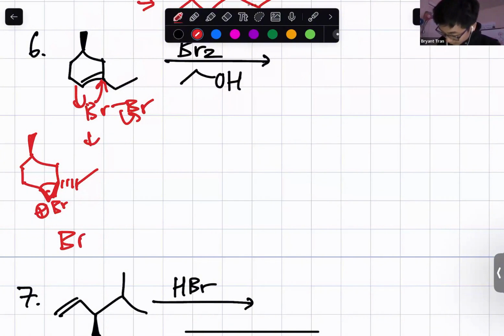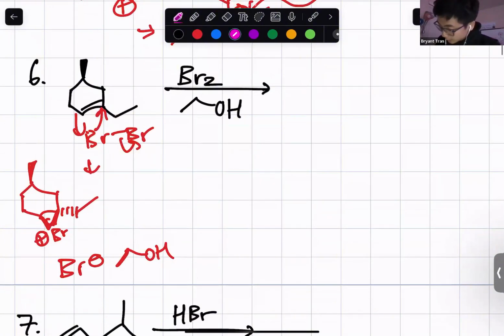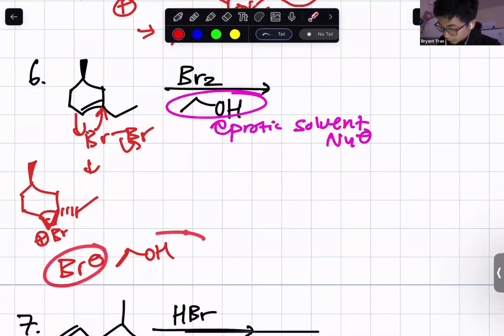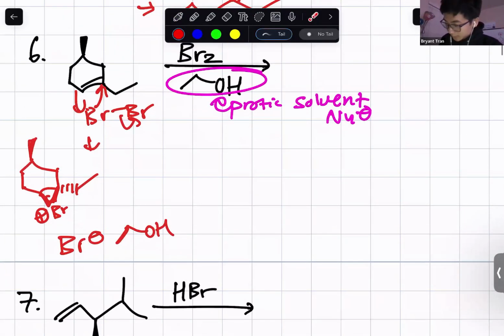Now, this is different though, because we do not have an A product solvent anymore. We have a product solvent which is nucleophilic. There's a competition of nucleophiles now. We could either use the Br- or the ethanol.